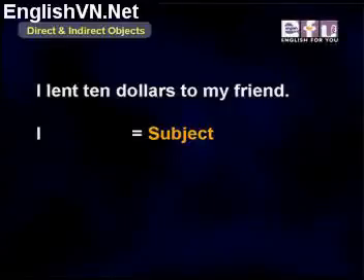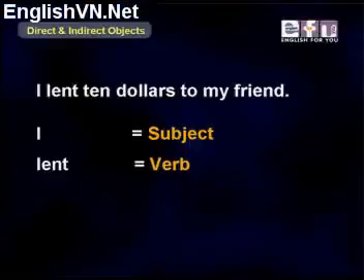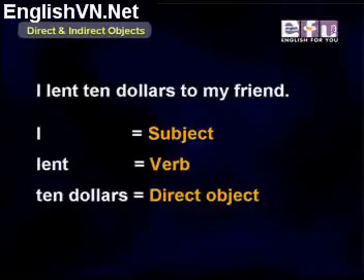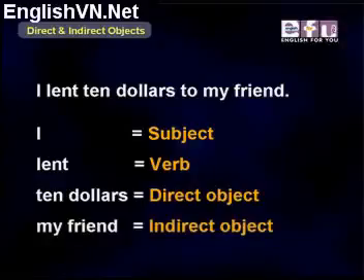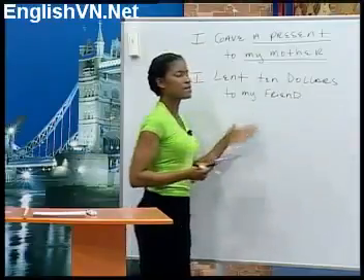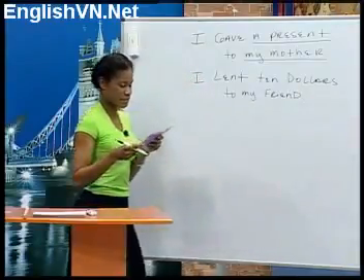Good. I is the subject. Alberto? Lent is the verb. Good. Sylvia? $10 is the direct object. Keep going, Sylvia. My friend is the indirect object. Good.